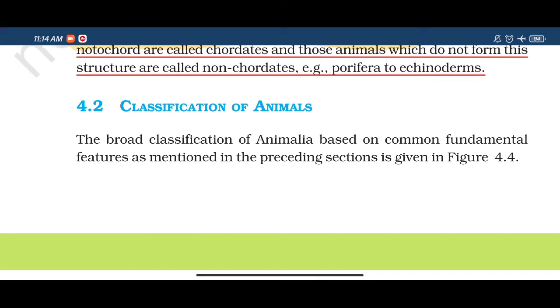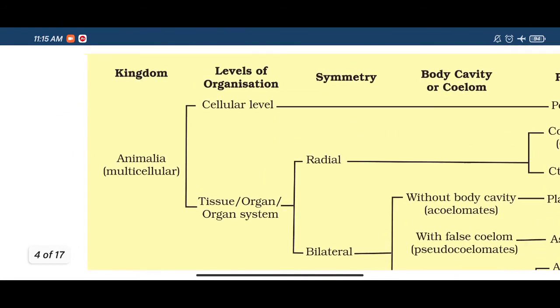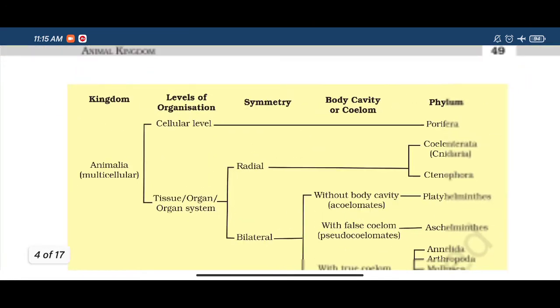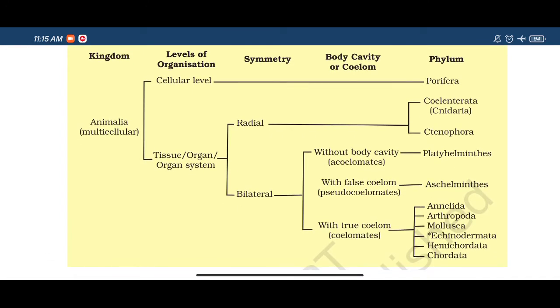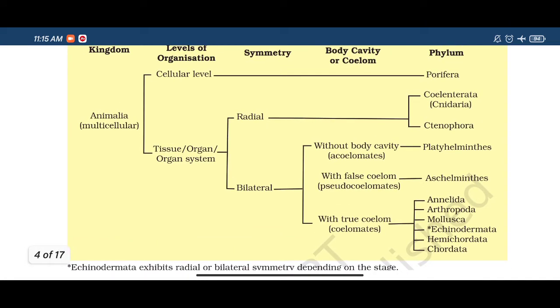A broad classification of Animalia based on common fundamental features mentioned in the preceding section is given in figure 4.4. Here they have given a flow chart on what basis the divisions are made and what the groups or phyla are. So kingdom Animalia mainly consists of multicellular organisms.